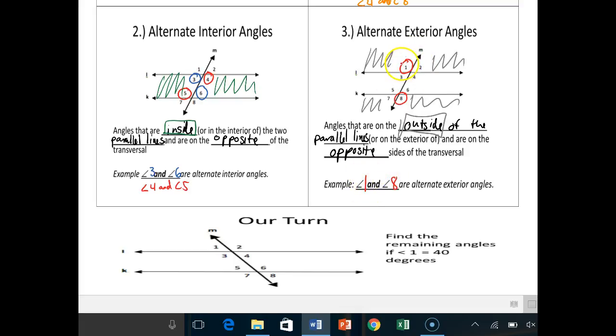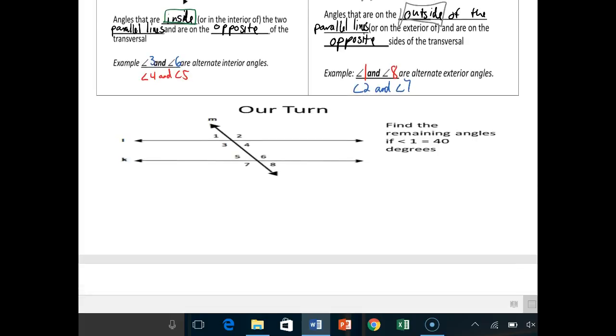So if I told you that was 130 degrees, this would be 130 degrees. And then 2 and 7, angle 2 and angle 7. So I want you to see if you can pick up a pattern here now. If I tell you one degree, you should be able to get the rest.